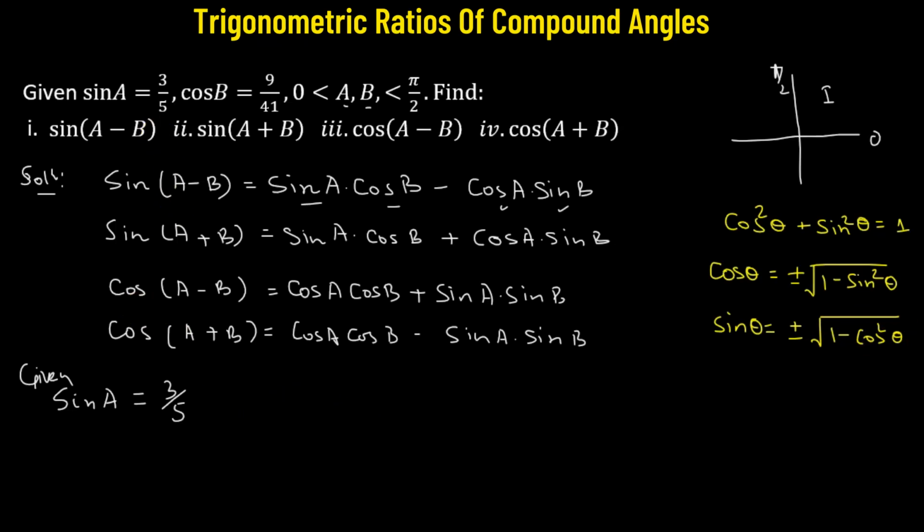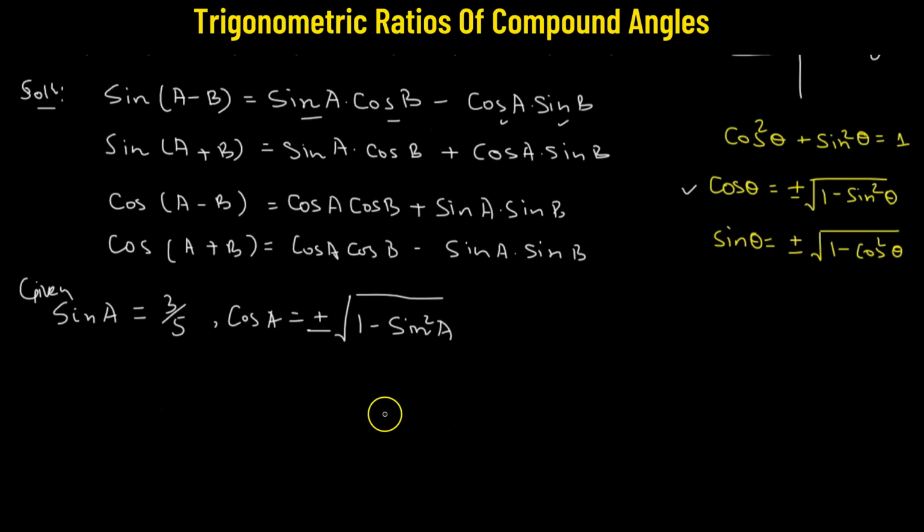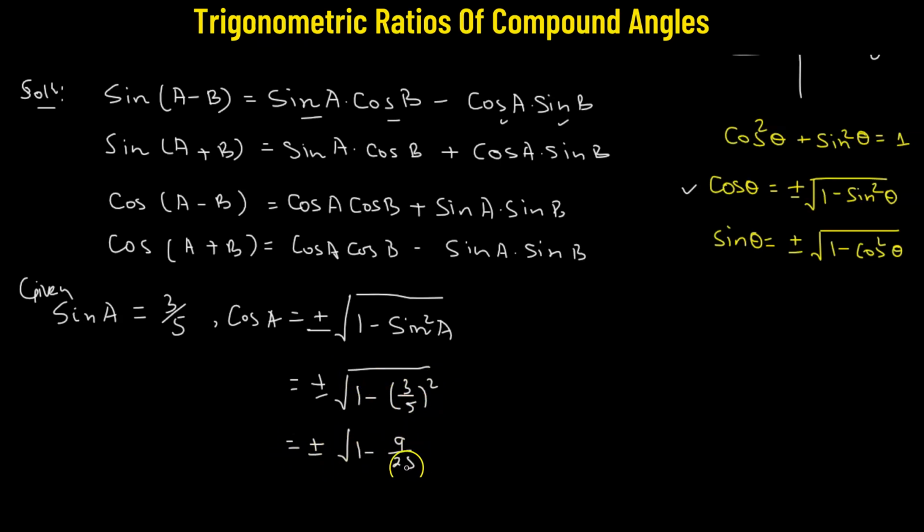Right. So to find the value of cosine of A, we will use this particular formula. So we have plus or minus square root of 1 minus sine squared A. So let's plug in the value of sine A. So this means we will now get plus or minus square root of 1 minus 3 over 5 whole squared, which will be equal to plus or minus square root of 1 minus 9 over 25. So when we solve this, we're going to get 4 over 5, plus or minus 4 over 5. Now, we're getting here two values. One is a positive 4 over 5 and the other one is negative 4 over 5.